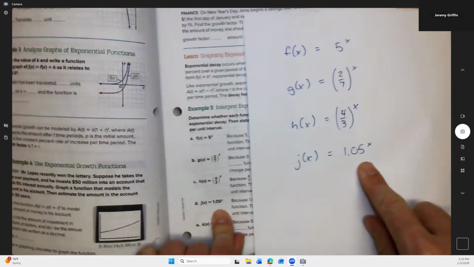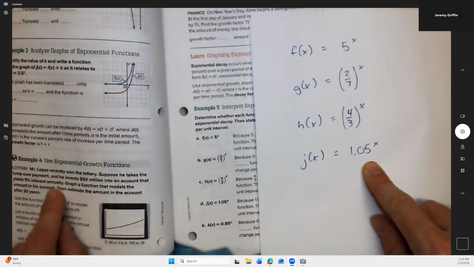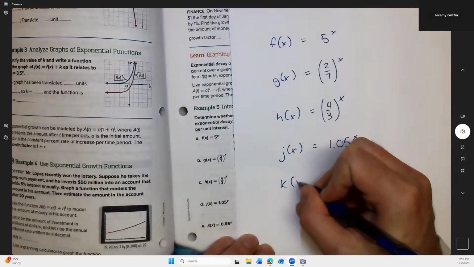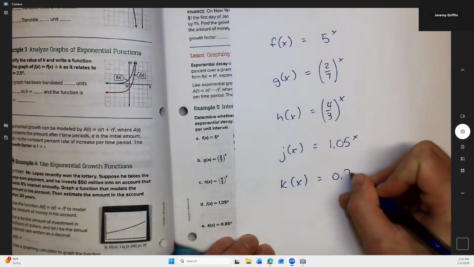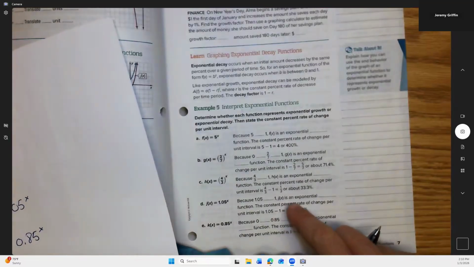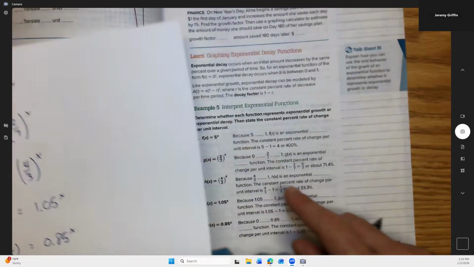Isn't that what we just did with Mr. Lopez and his lottery winnings? I think that's the same thing. All right, and then k of x is 0.85 to the x. Right. Yeah, so this is growth and decay and by how much?